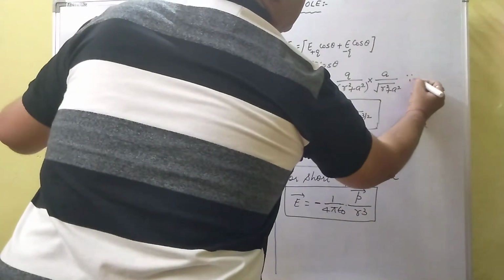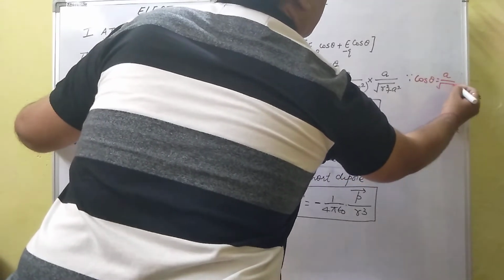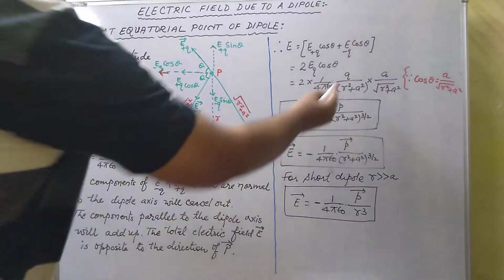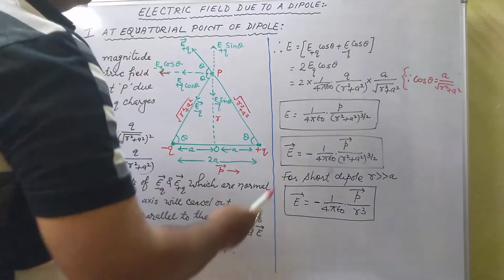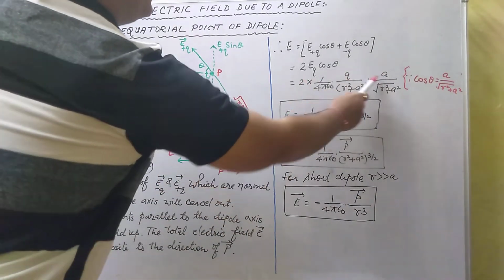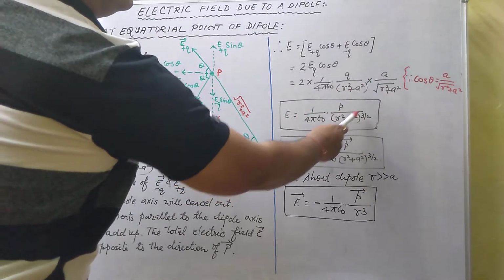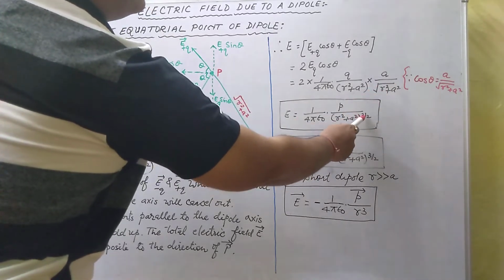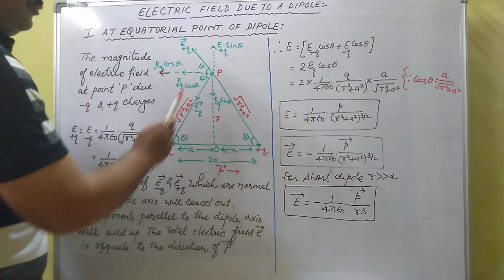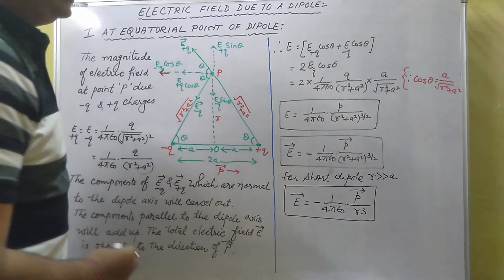So here, since cos theta is equal to a upon under root r square plus a square, we have substituted this value of cos theta. If you solve, this is 2qa, that means q into 2a will give you dipole moment P. This will be r square plus a square, and this is power half, so total will be 3 by 2. So this is the expression for electric field at point P due to the dipole, where point P is at equatorial position.